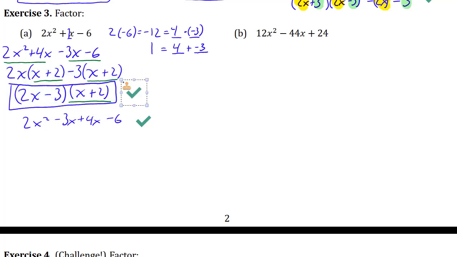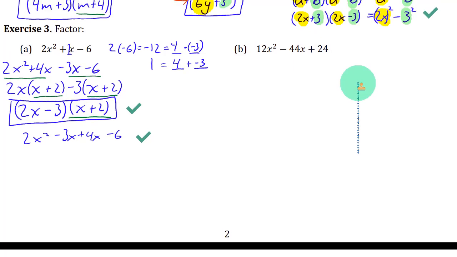All right, now let's look at this one. Let's see. First, is there a common factor? Well, let's see. Oh wait, they're all even numbers, so you could take out a 2. And then you might notice, oh wait, they're all multiples of 4, so you can take out a 4. So you can take out a common factor. 4 times, let's see, 3x squared makes 12x squared. 4 times -11x is -44x. And 4 times 6 is 24. So that's how that works out.